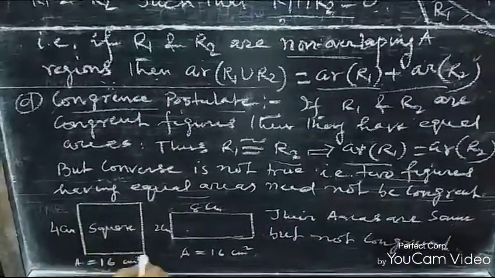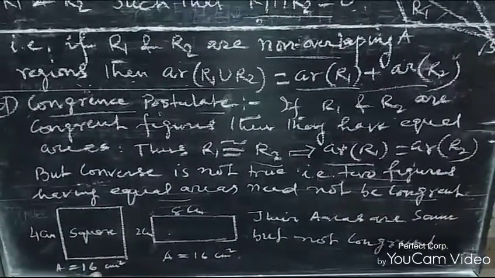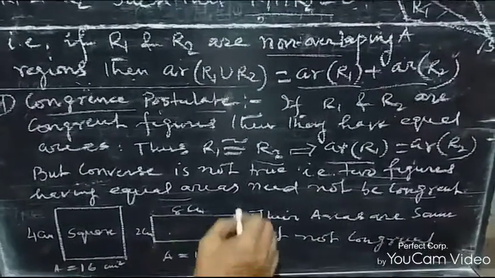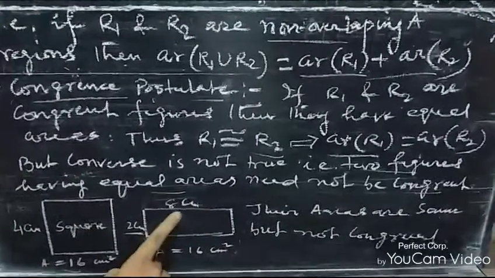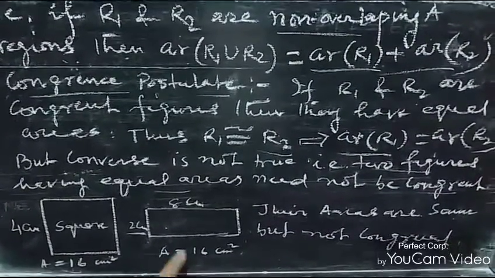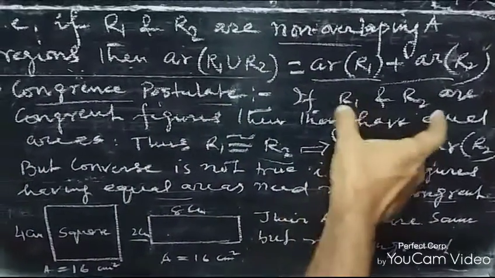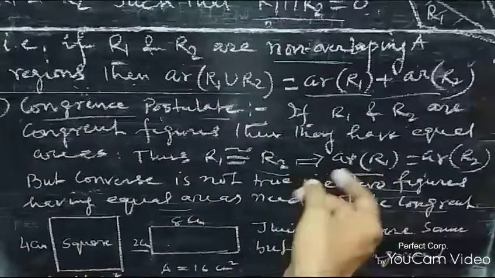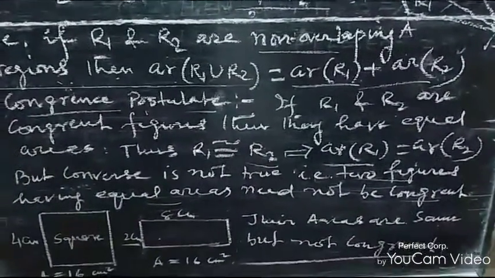Suppose I take a square whose side is 4 cm, then its area is 16 square centimeters. Now I take a rectangle whose length is 8 and breadth is 2. Its area, length into breadth, is 16 square centimeters. So their areas are the same but they are not congruent. This is the congruence postulate. Congruent figures have equal areas, but in the converse, areas may be equal while the figures are not congruent.